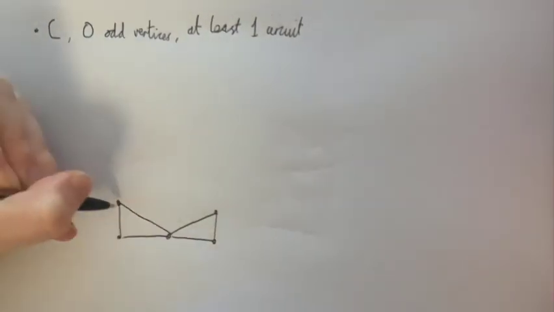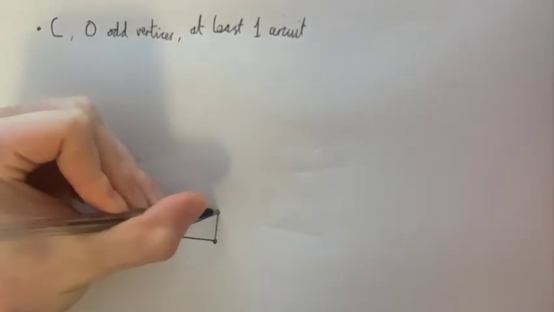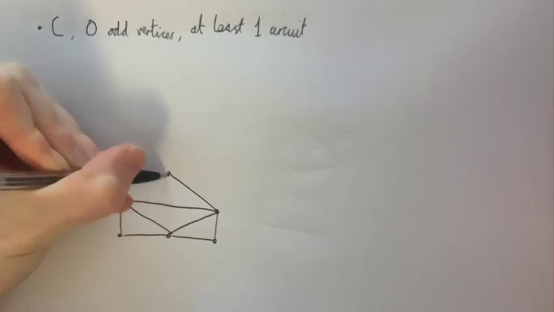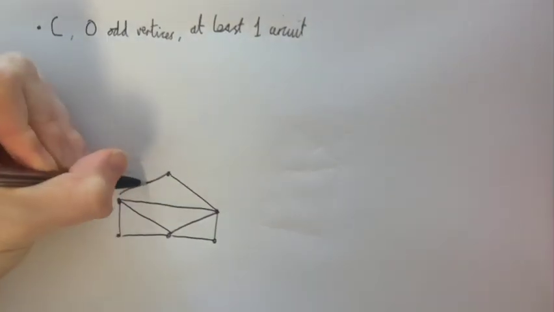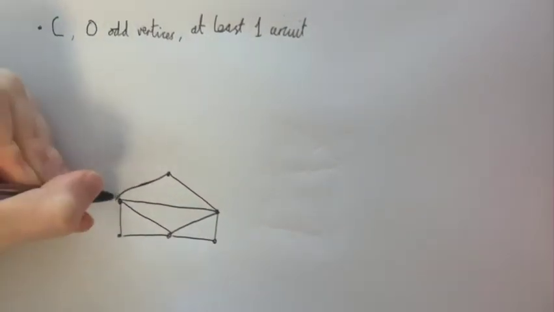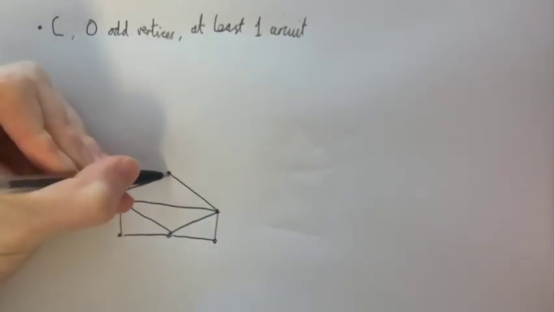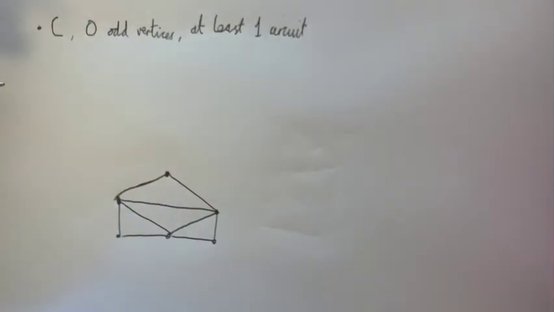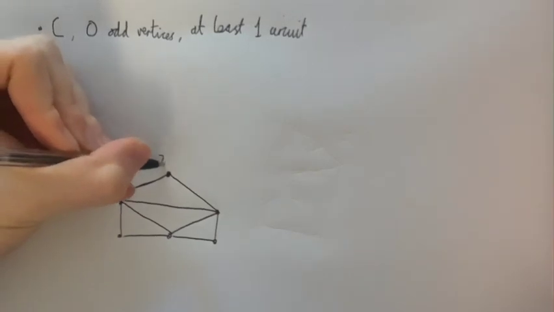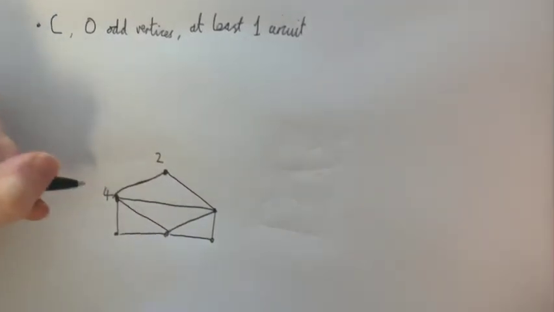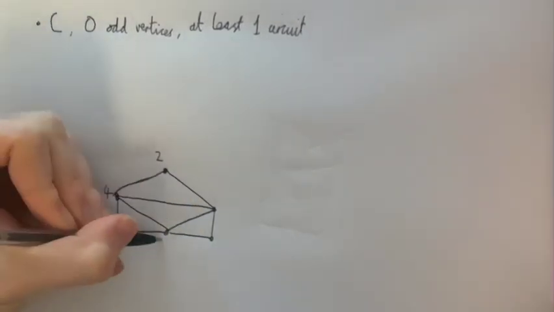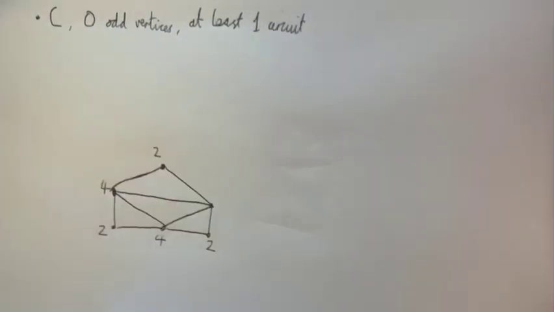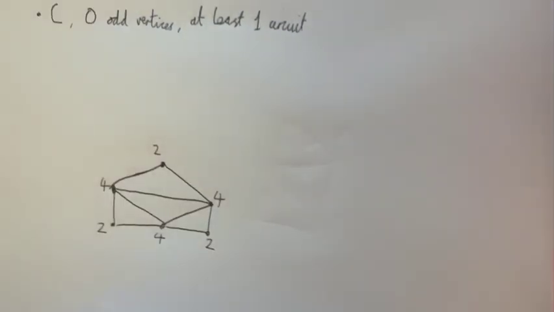Bear with me. Drawing is pretty poor. So now we're going to number our vertices as usual. So 2, 4 lines there, 2 here, 4 here, 2 and 4. And this confirms to us that there is an Euler circuit present.